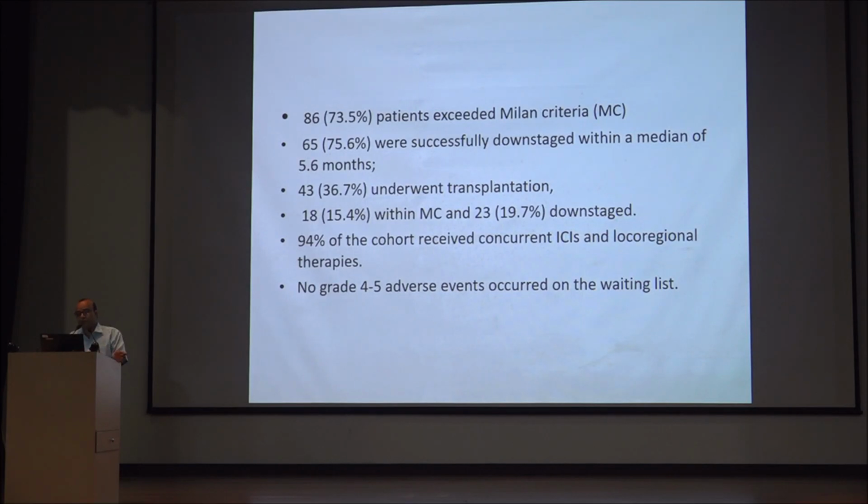It is difficult for me to understand why a patient who was upfront within Milan was given immune therapy. It might be because the wait time was longer, but again you have to wait for the immune therapy to act and for 2 cycles or 2 half-lives of the agents to clear. Then 94% of the cohort received concurrent immune checkpoint inhibitors and locoregional therapy. There were no grade 4 or 5 adverse events on the waiting list.